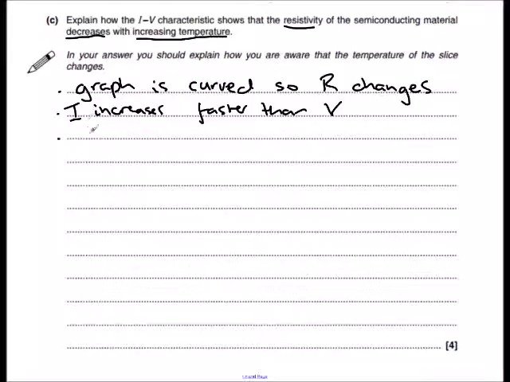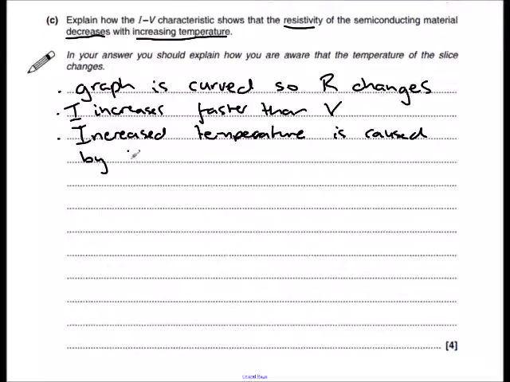Next point, we need to talk about the temperature. The increased temperature is caused by a larger current. We said that when there's a larger current flowing through the device, the temperature increases because of the relationship P equals I squared R. So I would then state the equation, P equals I squared R. That's my supporting point.